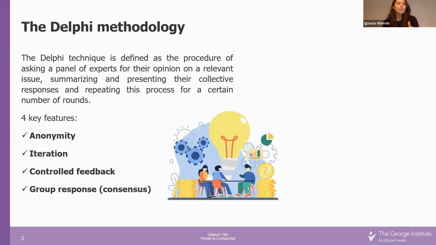features. First is anonymity, and this is a very good quality of the Delphi study because it prevents group conformity. For example, if we all express our opinion in a group, some of us, in order to have harmony in the group, will try to consent with that opinion. The other features are iteration, so asking the same thing over and over, controlled feedback, and group response.